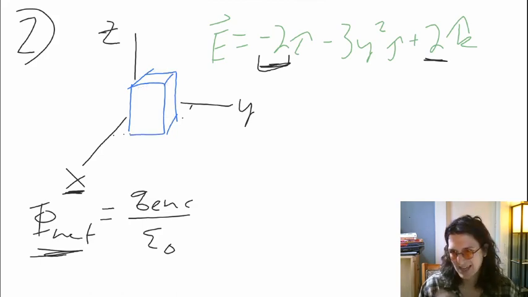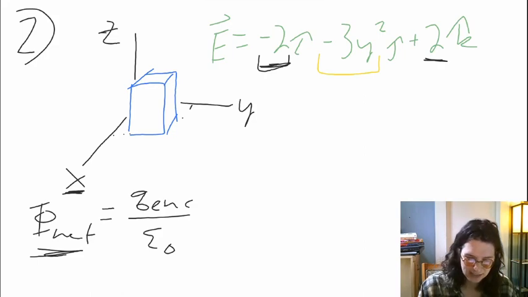Those two will also have canceling fluxes. So what am I left with then? I'm left only with this component right here. This is the y component. -3y squared is the y component of the electric field.